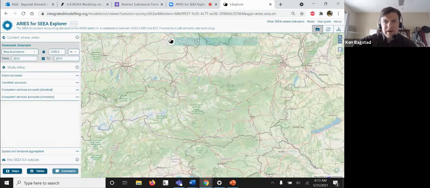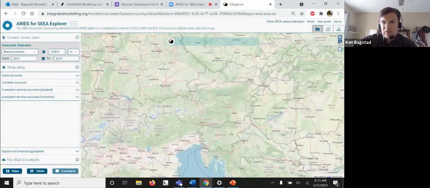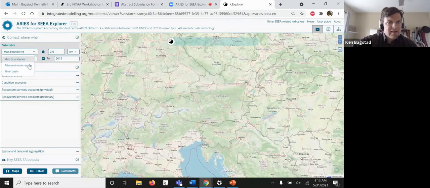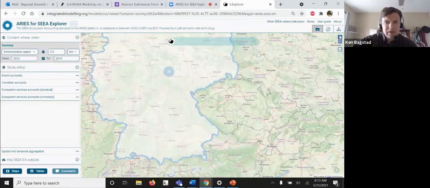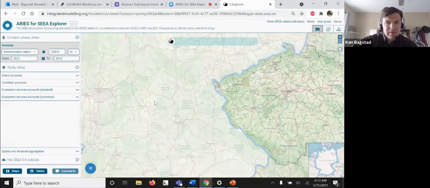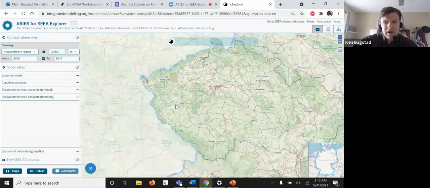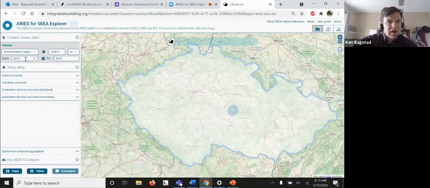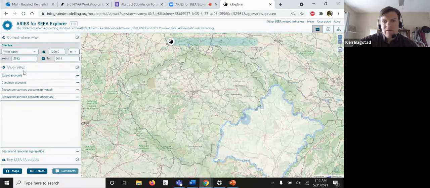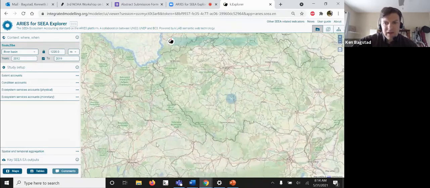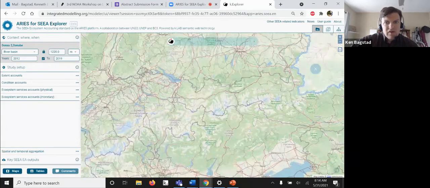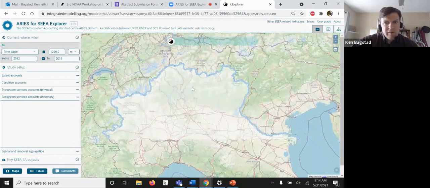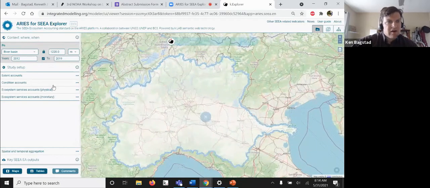What we start out with is just letting a user choose where they want to run their models. Do you want to run it for just the boundaries of the area you've zoomed into? Do you want to look at an administrative region? So we could run this for Germany, for instance, and if we zoom in closer, we'll get smaller or different administrative units. Here's the Czech Republic, or we could select river basins as well. And I'll run an example assessment here for a river basin. We'll choose the Po River Basin here in Italy as our example.